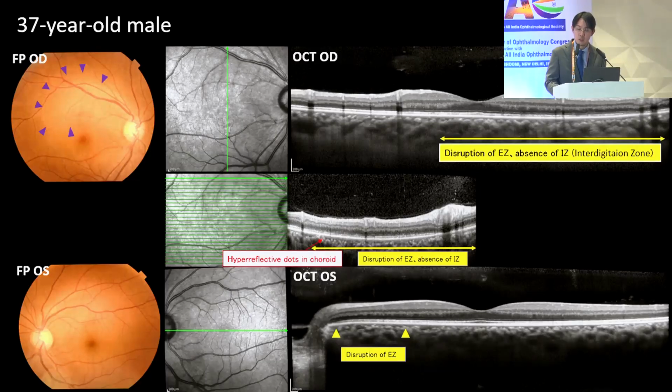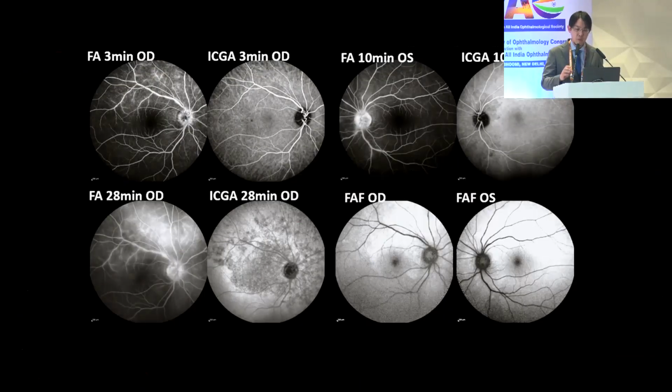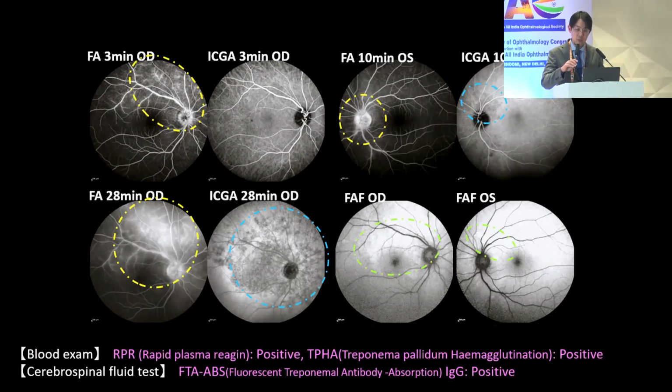So those findings are compatible with white dot syndrome or AZOOR complex. However, fluorescein angiography showed a leakage from the optic disc on both sides and the retinal vasculature in the right eye. ICGA showed multiple hypo patches mainly in the right eye, and FAF showed hyperautofluorescence on both sides. He was diagnosed with ocular syphilis based on the positive result of the blood exam and cerebrospinal fluid test.